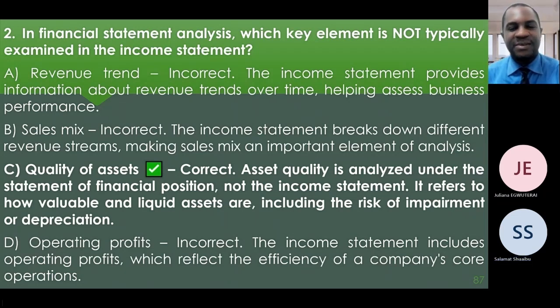It's not sales mix because the income statement breaks down different revenue streams, making sales mix an important element of analysis. Exactly. So J is correct because asset quality is analyzed under the statement of financial position, not the income statement. It refers to how valuable and liquid assets are, including the risk of impairment or depreciation. So J has scored 2 now.